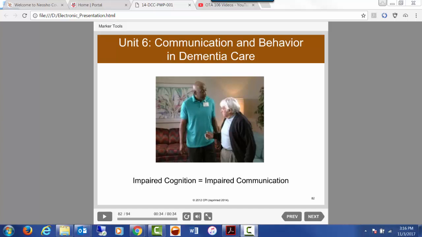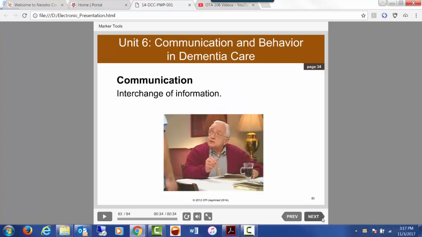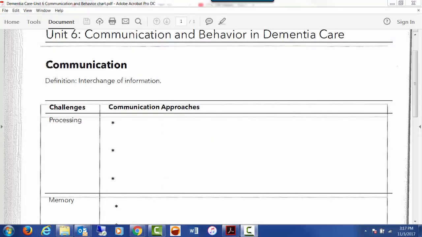Unit 6, Communication and Behavior in Dementia Care. Impaired cognition equals impaired communication. The definition of communication is the interchange of information. Let's talk about the challenges and the best communication approaches with our people who have dementia.